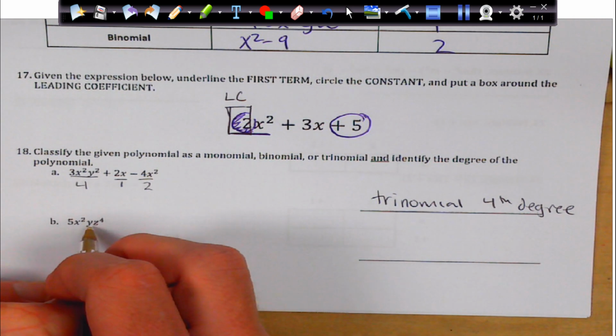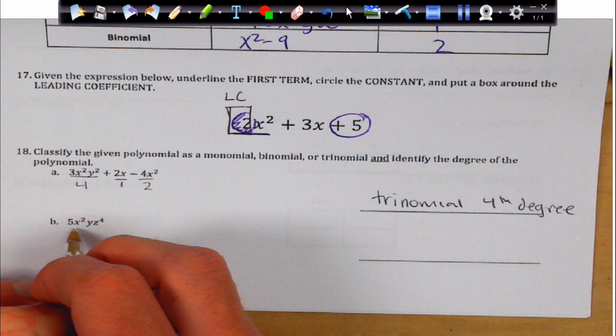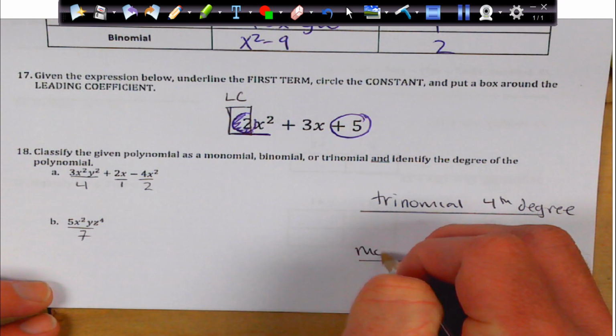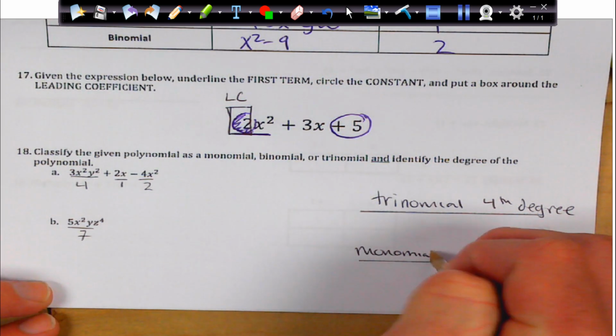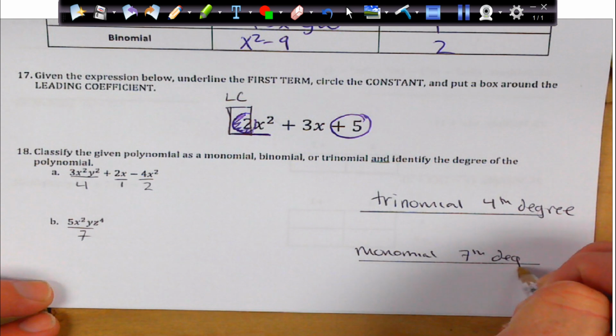This has 2, 1, and 4. That's a total of 7. It's a monomial and 7th degree, like 7th degree belt, black belt.